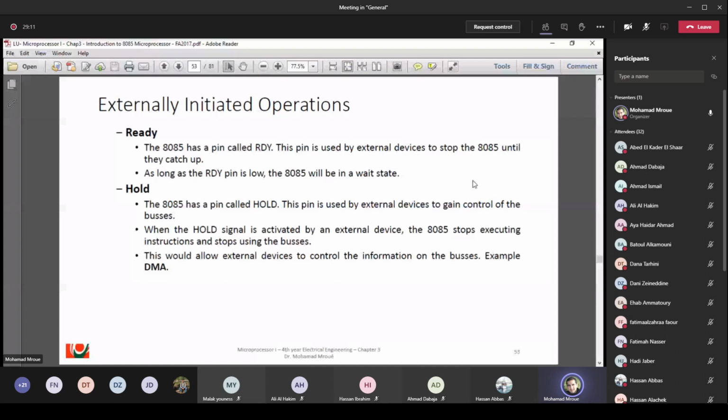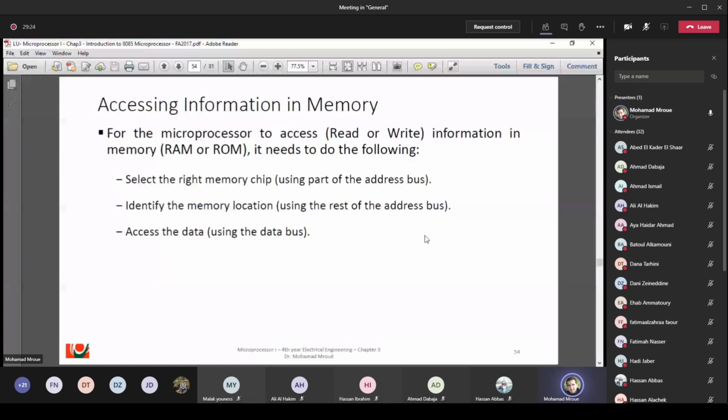Now, accessing information in memory. For the microprocessor to access, يعني to read or write information in memory, whether it's RAM or ROM, it needs to do the following. First, to select the right memory chip, يعني using part of the address bus. Now, second, identify the memory location. And this means using the rest of the address bus and access the data using the data bus.